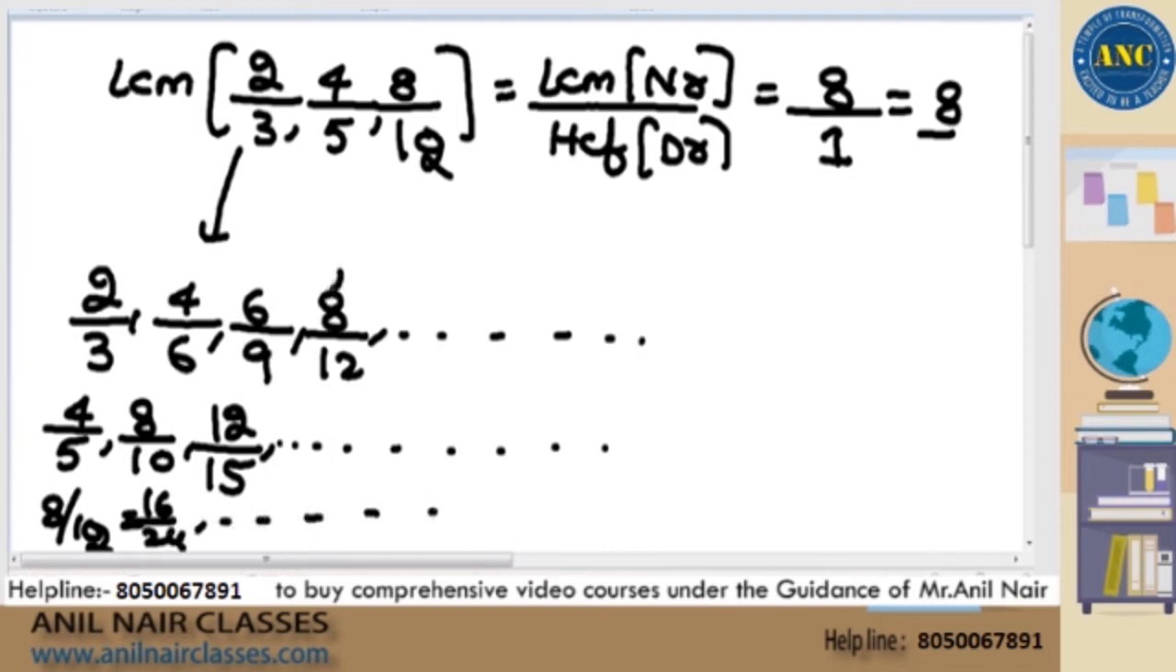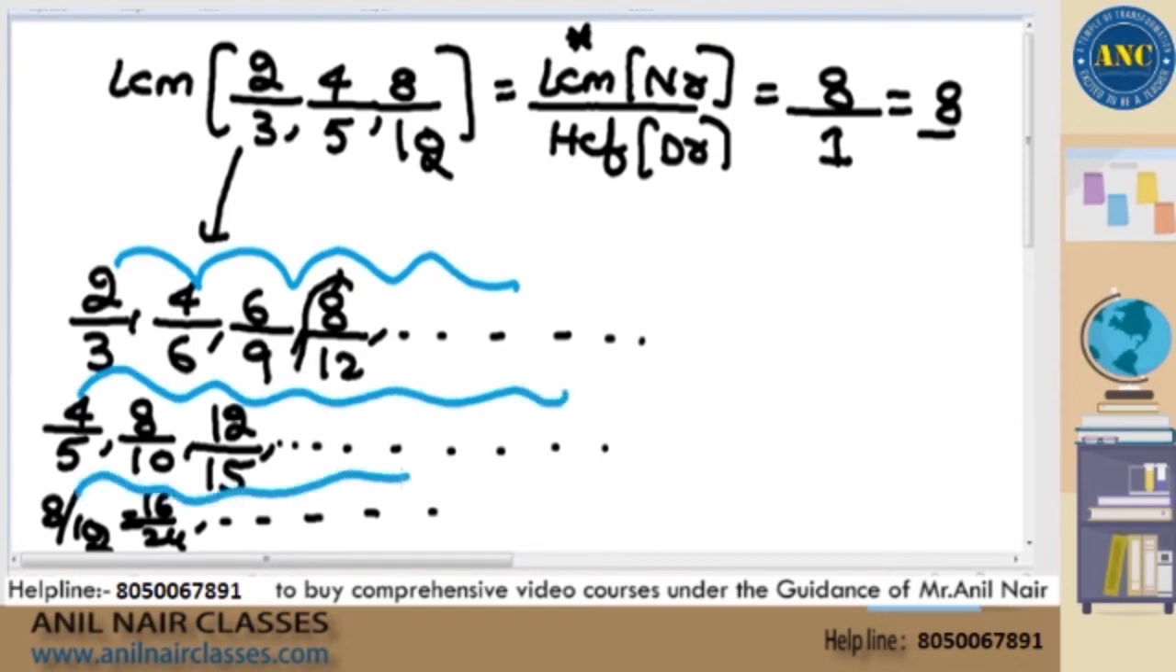Now you take the common multiples. Take the common multiples, check which are common, and you will get LCM of numerator by HCF of denominator. Check which are common in the denominator also. This is the proof behind LCM of numerator by HCF of denominator. When I say 2 by 3, right?